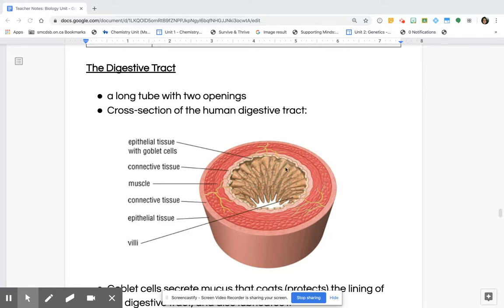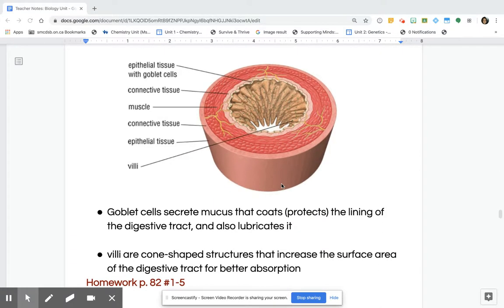And then in the middle, we have these villi. Villi are these cone-shaped structures that help to increase surface area. And basically, we want more surface area in our digestive tract so that we can get tons of absorption going on. Tons of different things touching that food so that we can absorb as much as we can out of it.